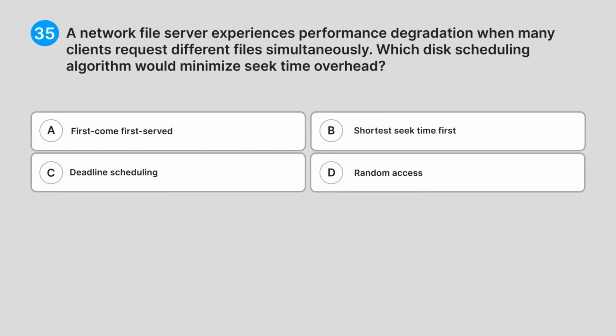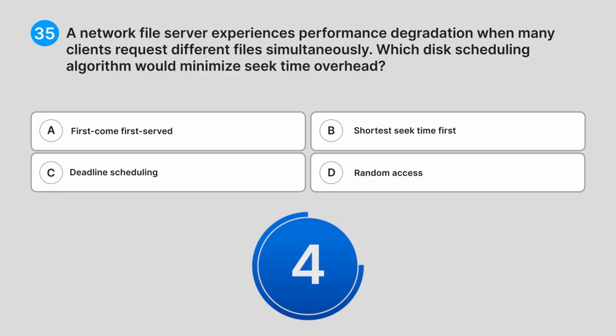35. A network file server experiences performance degradation when many clients request different files simultaneously. Which disk scheduling algorithm would minimize seek time overhead? A. First come, first served. B. Shortest seek time first. C. Deadline scheduling. D. Random access. Can you guess the answer?